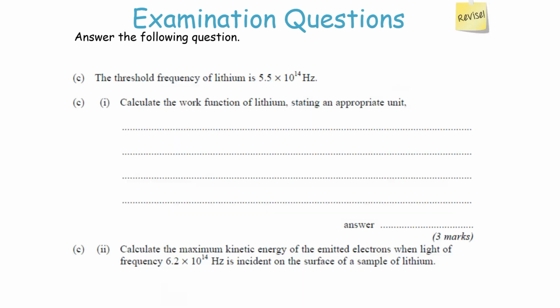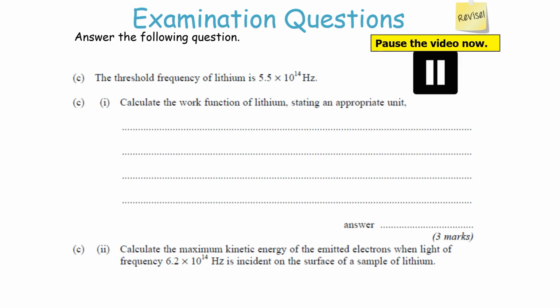Next question. The threshold frequency of lithium is 5.5 times 10 to the 14 Hz. Calculate the work function of lithium, stated in an appropriate unit. Then calculate the maximum kinetic energy of the emitted electrons when light of frequency 6.2 times 10 to the 14 Hz is incident on the surface of the lithium sample. So pause the video now, then unpause the video when you want to go through your answer.